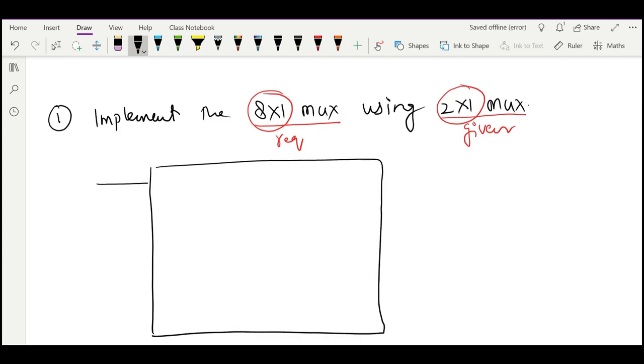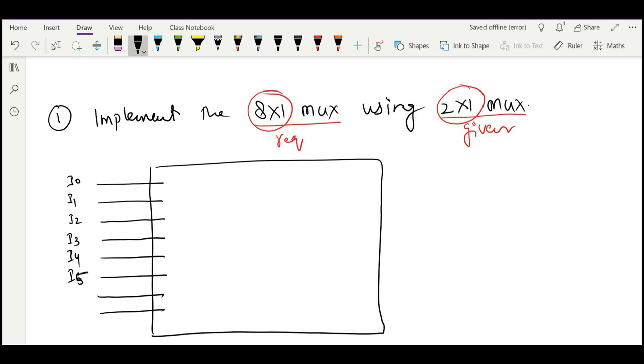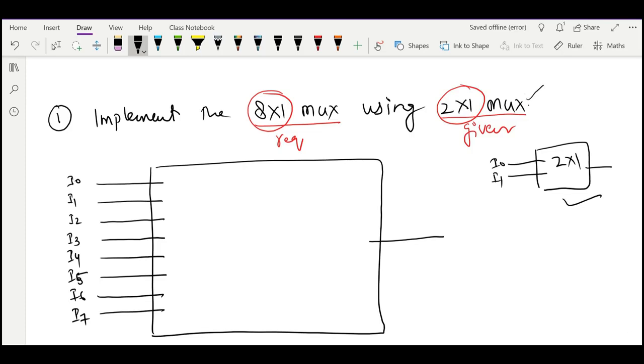If this is an 8 into 1 multiplexer, then we have 8 input lines: I0, I1, I2, I3, I4, I5, I6 and I7. And we have one output line. What will be the internal structure implemented by using 2 into 1 multiplexers? A 2 into 1 multiplexer has two input lines I0, I1 and one output line. So this is one 2 into 1 multiplexer, and by using this we have to implement the 8 into 1 multiplexer.